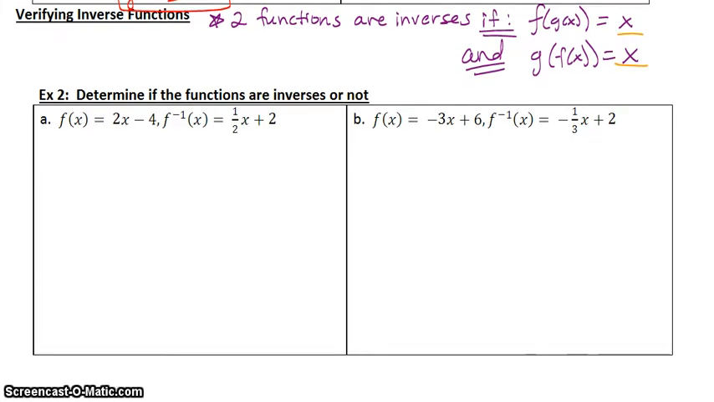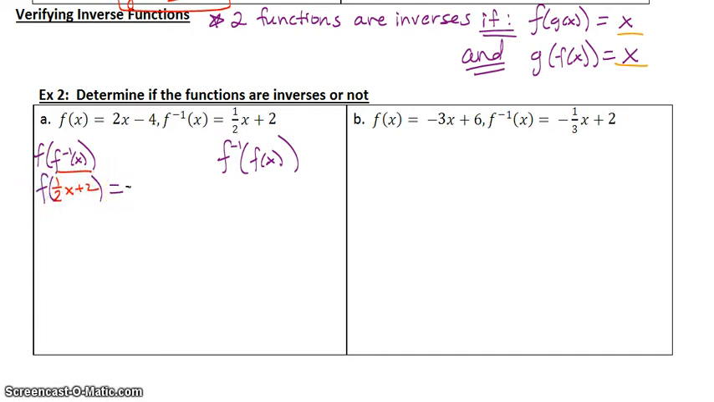So here's what I'm going to do then. First, I'm going to find f of the f inverse. Then I'm going to find f inverse of the f. So I'm going to just take turns plugging these into each other. Alright, so this is going to be a little confusing, so watch closely. The inverse is 1/2 x plus 2, so that's what's going on in my mind.